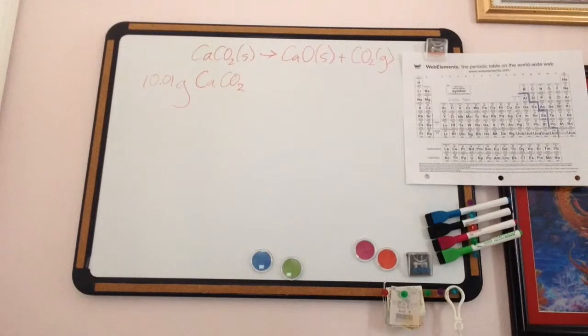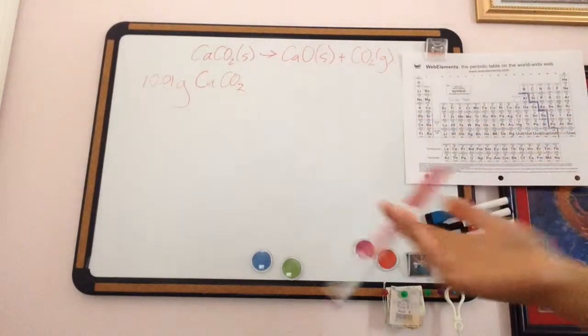Alright, so on starting level and higher level questions on formulas and chemical equations, in the first problem, we are given this equation. Calcium carbonate decomposes into calcium oxide and carbon dioxide. And we are given 10.01 grams of calcium carbonate. And we are asked to find how much calcium oxide is formed with this amount.